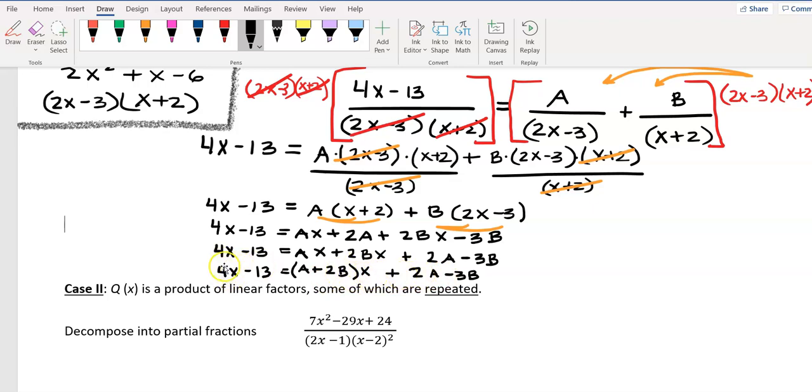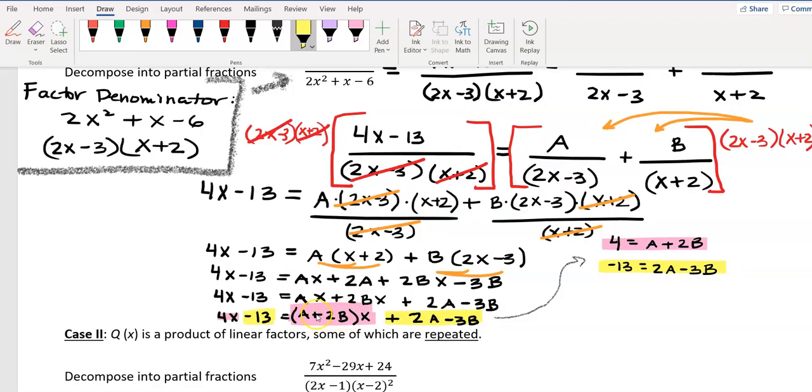Well, notice on the left we have a linear term, 4x, and on the right we also have a linear term, a plus 2b x. And on the left we have a constant term, negative 13, and on the right we also have a constant term, which is 2a minus 3b. So we're going to set the linear terms equal to each other and the constant terms equal to each other to see if we're able to determine what our a and b values are. So the linear term I have here in pink, I take its coefficient, a plus 2b, and set it equal to the coefficient of our x term, the linear term here. So 4 is equal to a plus 2b.